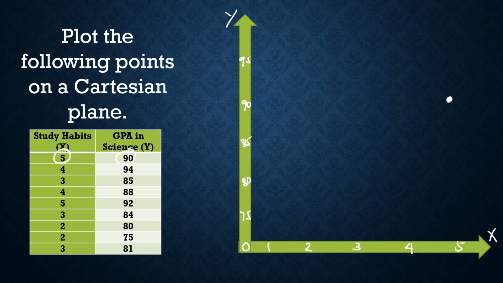Next, we have, sorry, it's not on 5. It's 590. Next, we have 494. So 494 will fall here. Then we have 385. 385 here. We have 488. 488 will fall here, maybe here.